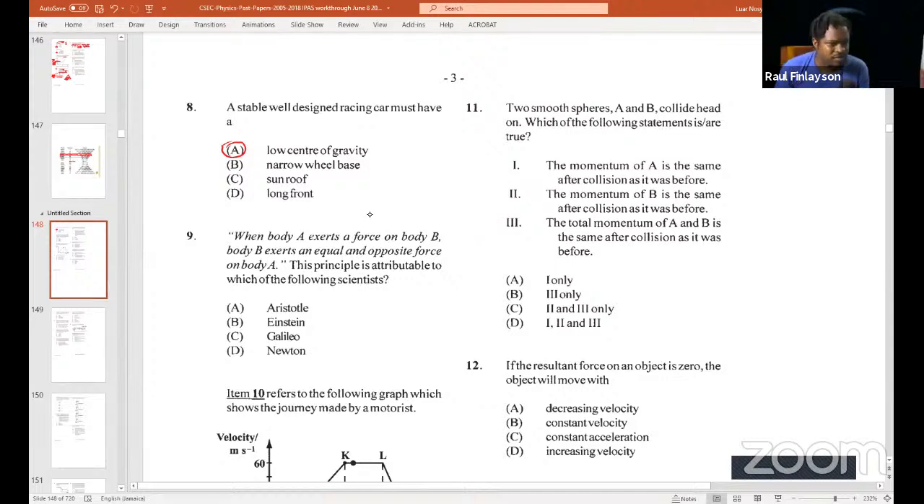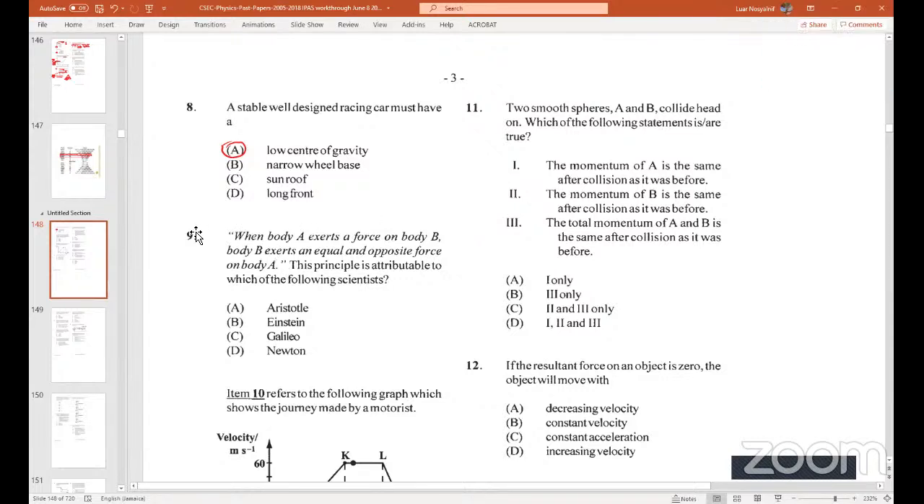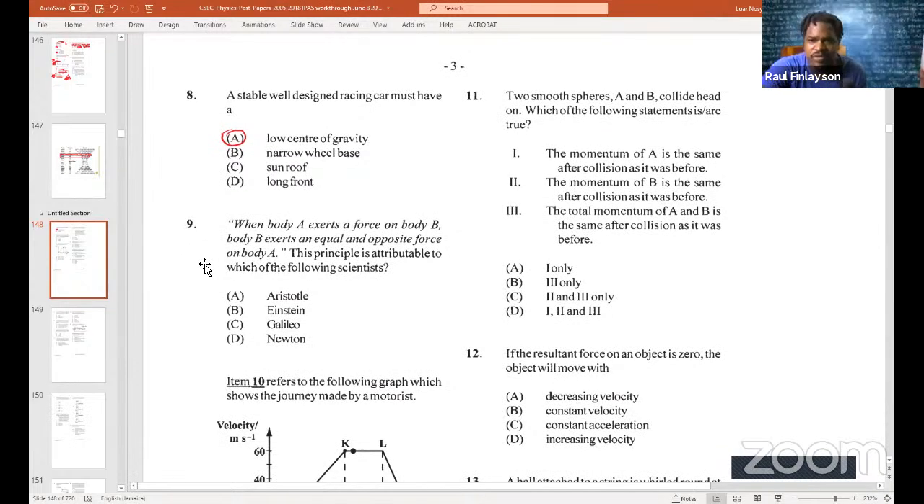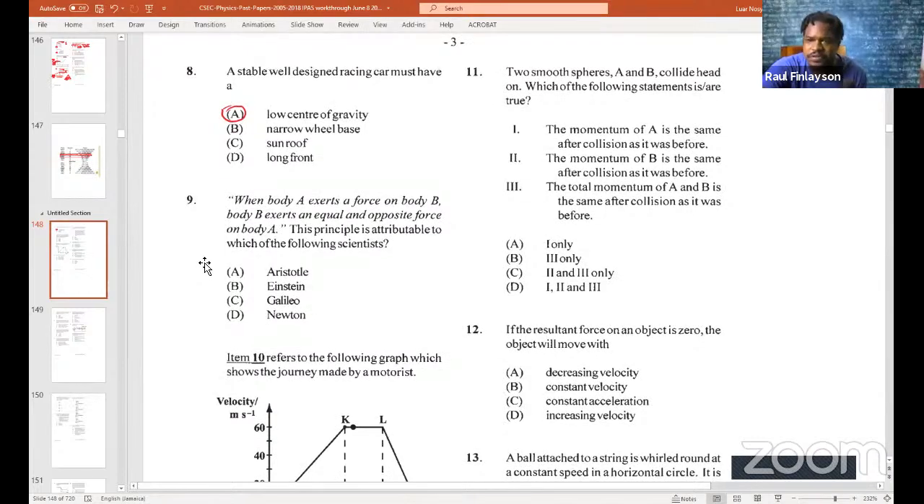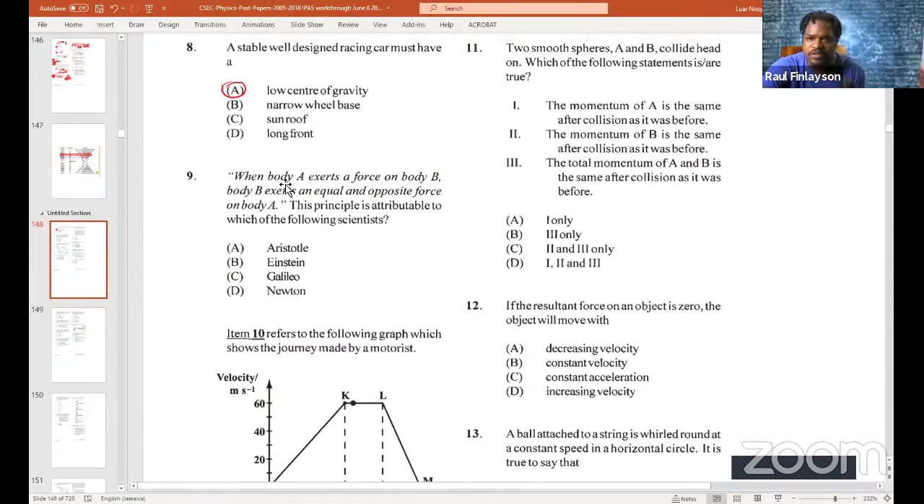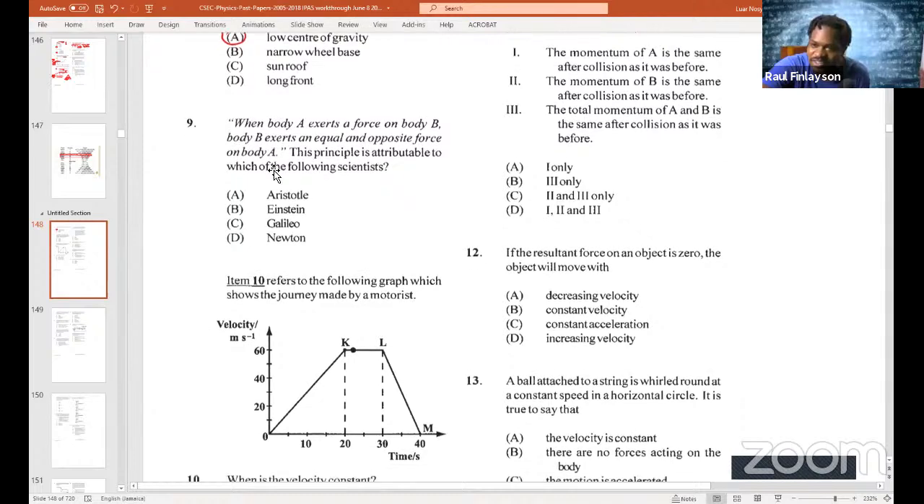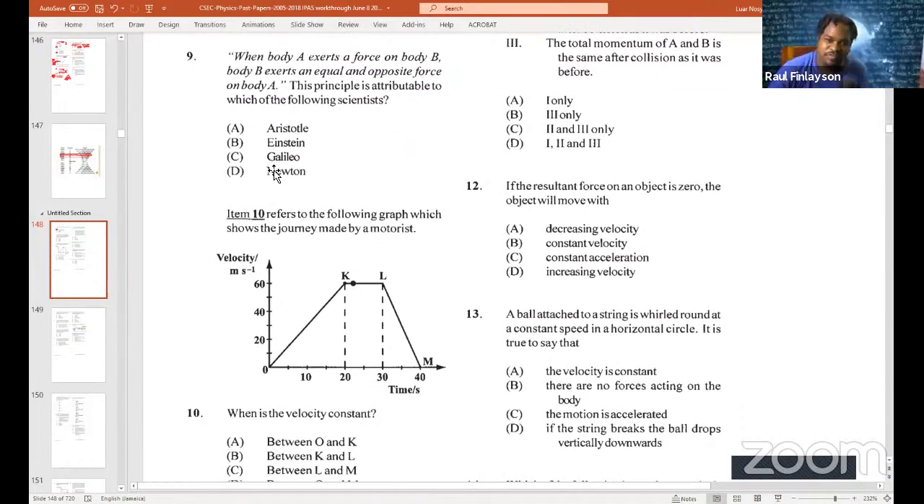I believe we spoke a little bit about this sometime. We spoke about the car, sir. Yeah, I remember I gave you some visuals there. All right, cool. So A is the correct answer. Low center of gravity. Narrow wheelbase, don't know where that came from. Sunroof really, and long front. It's setting a trap for some persons who probably never go to class. But anyway, number 9.